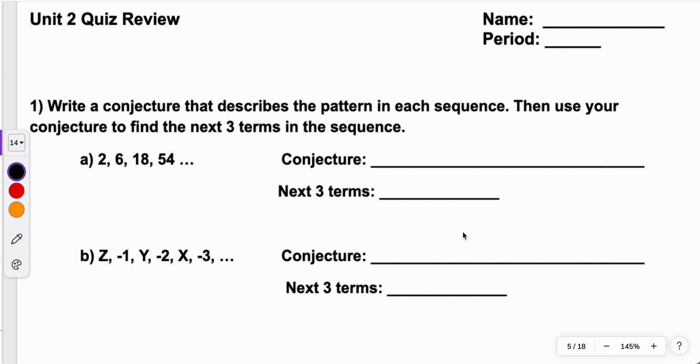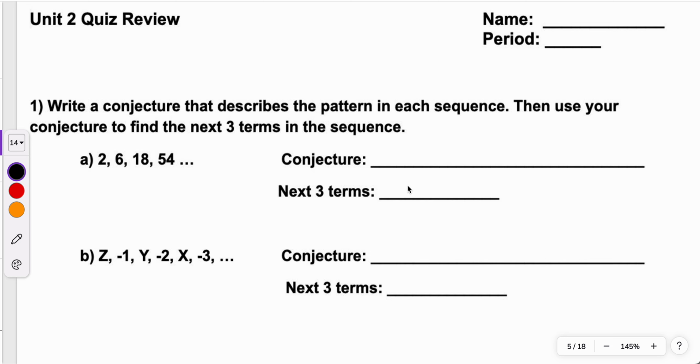Today we're going to look at our Unit 2 quiz review, which has conjectures, conditional statements, and some converse, inverse, contrapositive, biconditionals. So let's go ahead and get started with our first example.